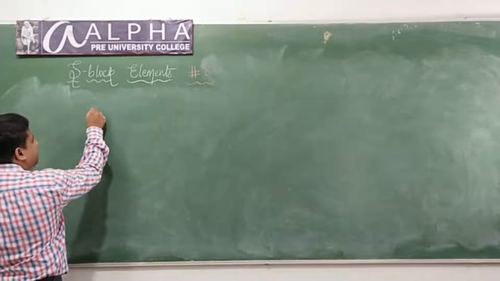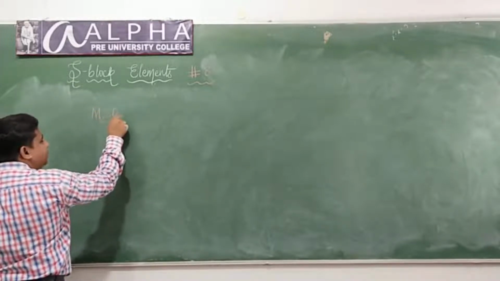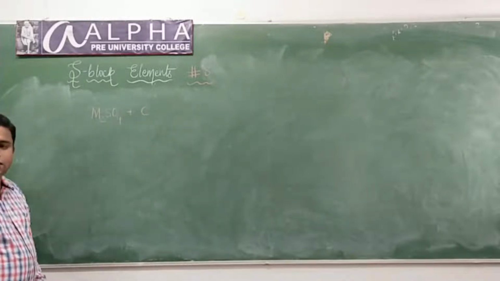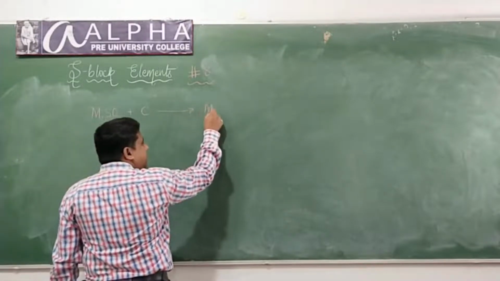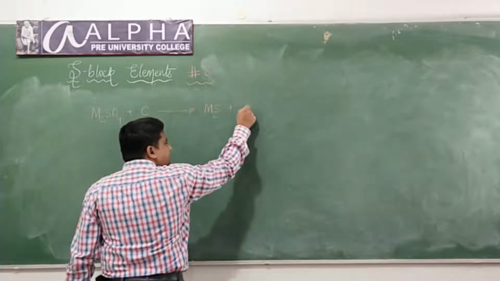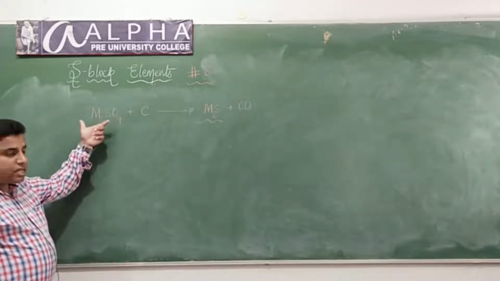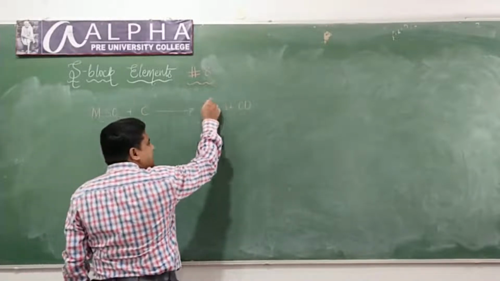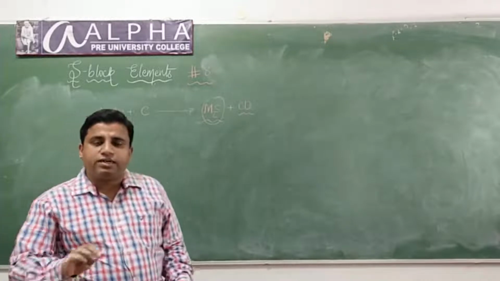When metal sulfates are treated with carbon, they form metal sulfides and carbon monoxide. Note this point. When metal sulfates are treated with carbon, they form metal sulfide and carbon monoxide. I have missed out this reaction.